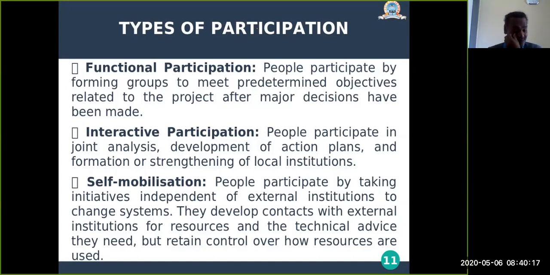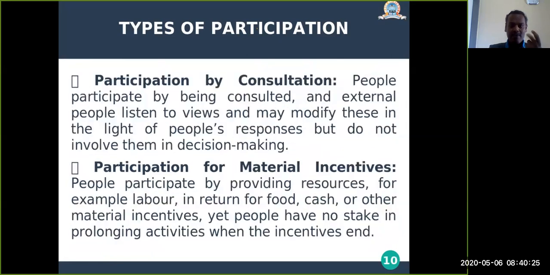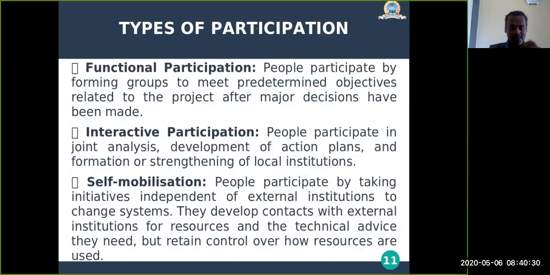So I hope you understand the different levels. Passive participation, participation by information giving, participation by consultation, participation for material incentives, functional participation, interactive participation, self-mobilization. So the ladder goes from passive information giving further up until it reaches self-mobilization. Self-mobilization is not an easy task. If you work with a community for at least a minimum of 5 years, then only you will be able to reach the level of self-mobilization.